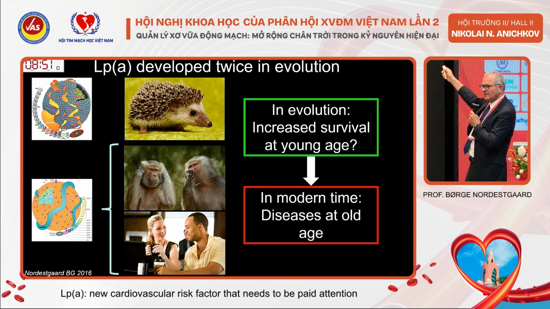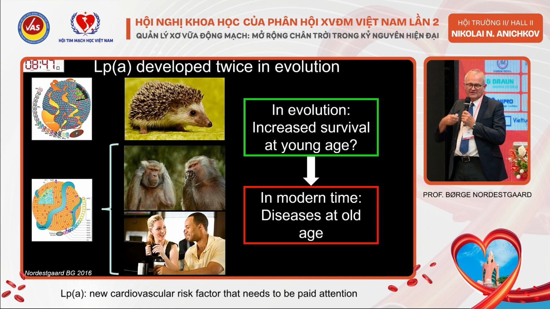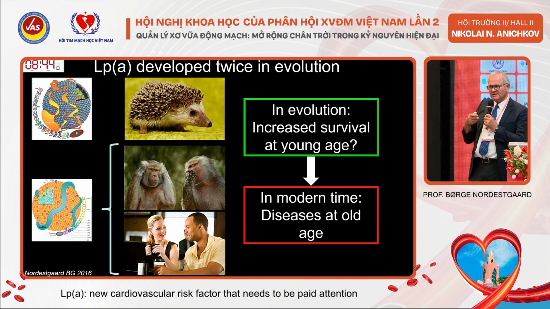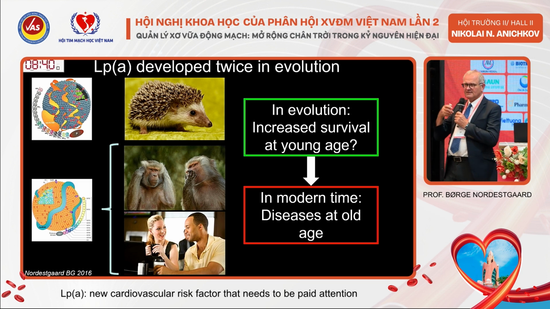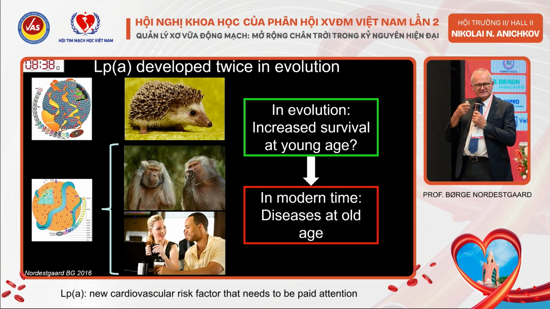So at a young age, you probably live longer. In modern times, maybe you get disease at old age. What I can think of is that at a young age it could stop bleeding by interfering with fibrinolysis, and thereby at childbirth there's a bigger chance that mother and child will survive.